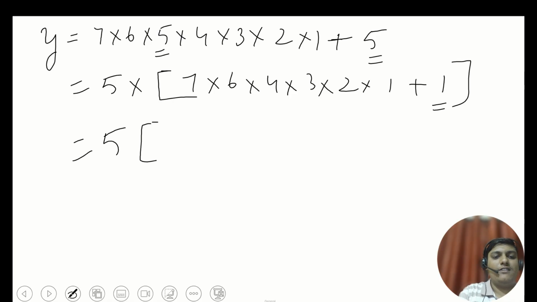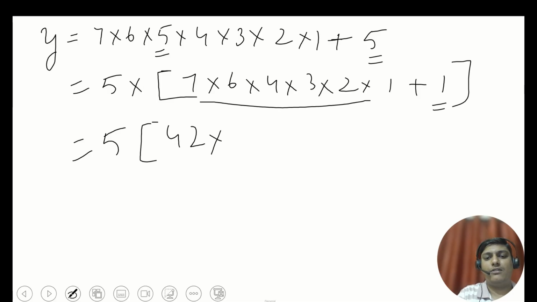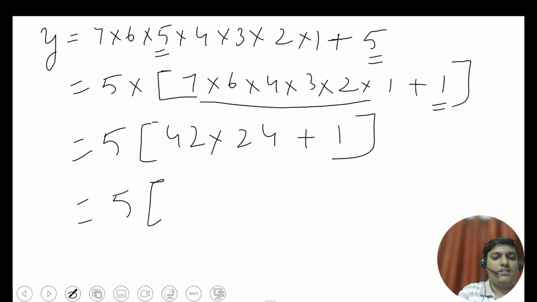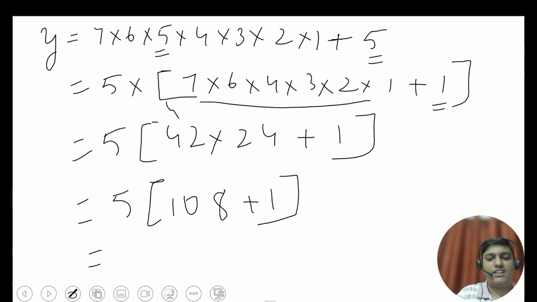Okay, 5 if I take common. So if I multiply all this, what will I get? 7 sixes are 42, 4 is 12, 4 is 12, 2 is 24 plus 1. Correct? So if I do this, please do it. Please do it. 48, 24 fours are 96, 108 plus 1. Check this. If this is correct or wrong, please comment below. 5 into 109. Am I right? Or did I go wrong somewhere? Please check it. I am doing it manually, so it might be a manual error. So please check that.